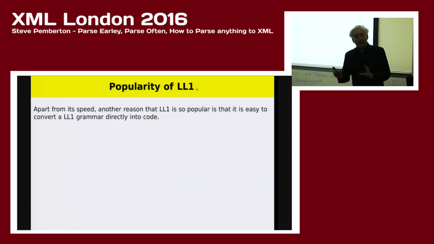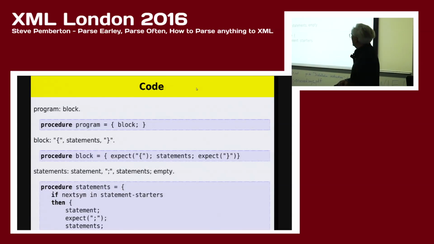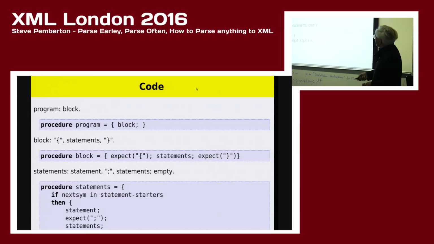Now, LL1 is popular, not only because of its speed, but also because of the ease with which you can transform the grammar directly into code. I'll just show you some examples here from the grammar that we're using. A program is just a block, so the procedure for program just calls block and nothing more. A block is a brace followed by statements followed by another brace. And so it's just expect a brace, then the statements, and then expect a closing brace. And so on and so on.